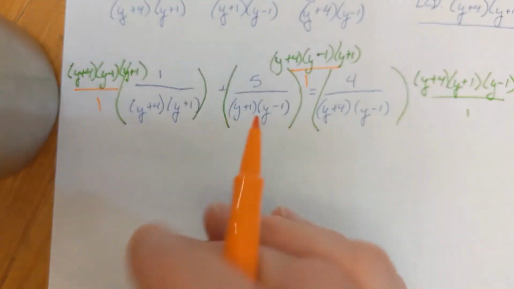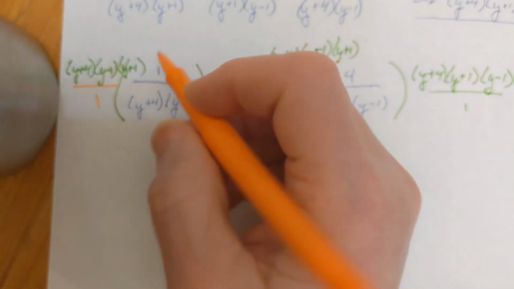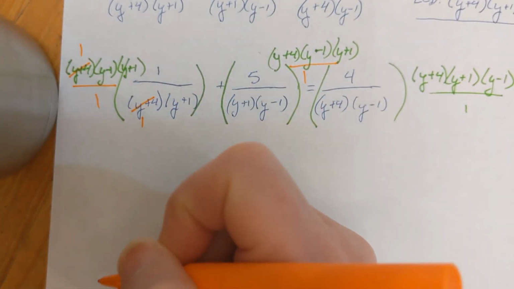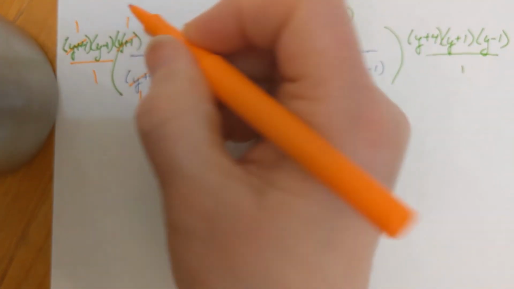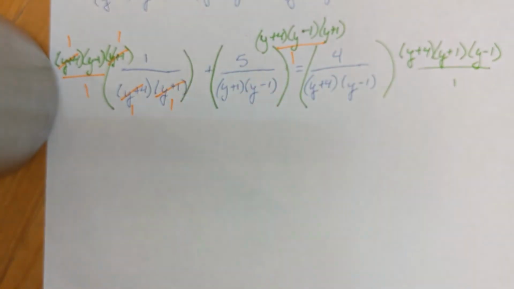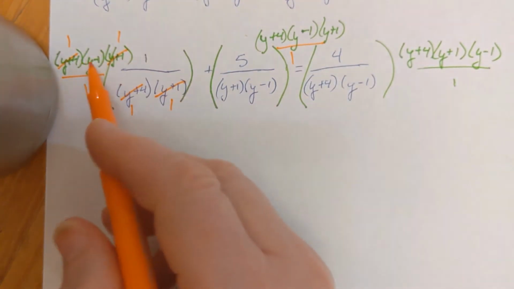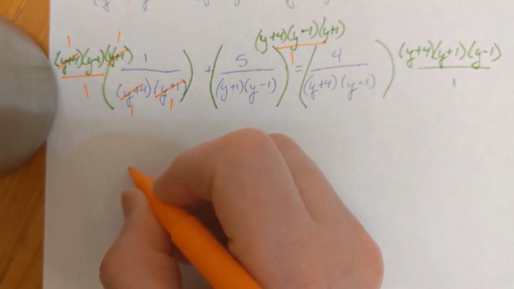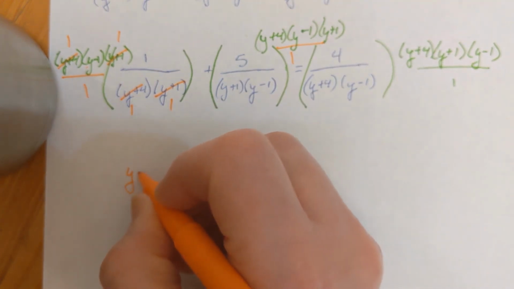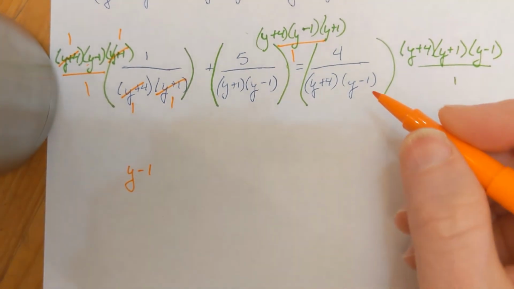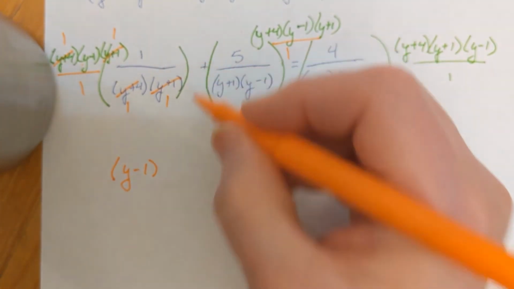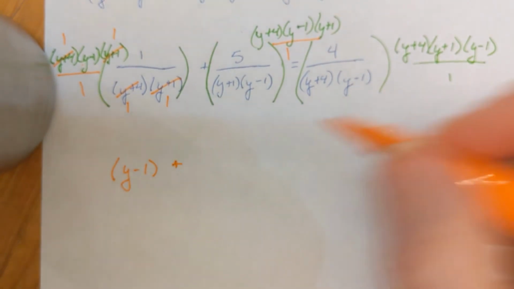Everything's multiplied, so I'm okay. I'm going to divide out y plus 4 with this y plus 4. I'm going to divide out this y plus 1 with that y plus 1. That's going to leave me y minus 1 times 1 all over 1, which is just y minus 1. I'm going to keep it in parentheses. This is a plus. I'm just going to move it down here.